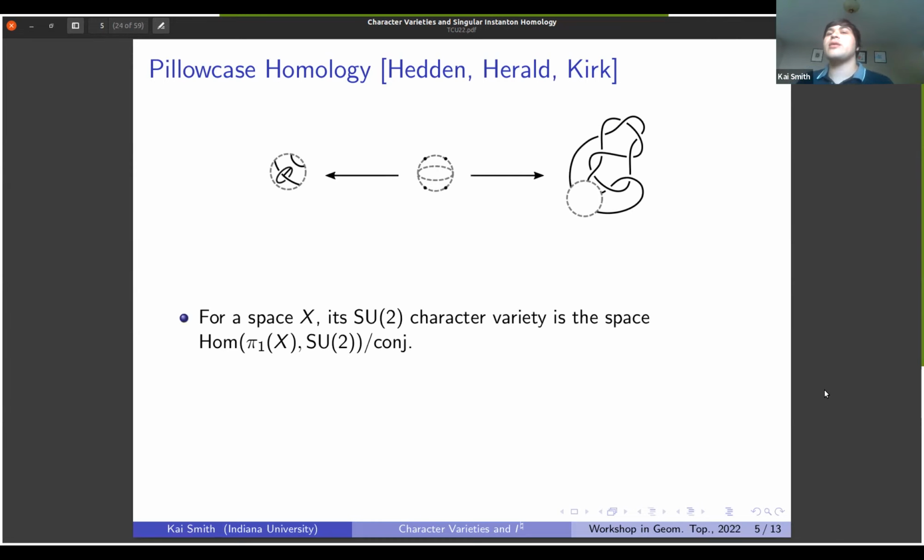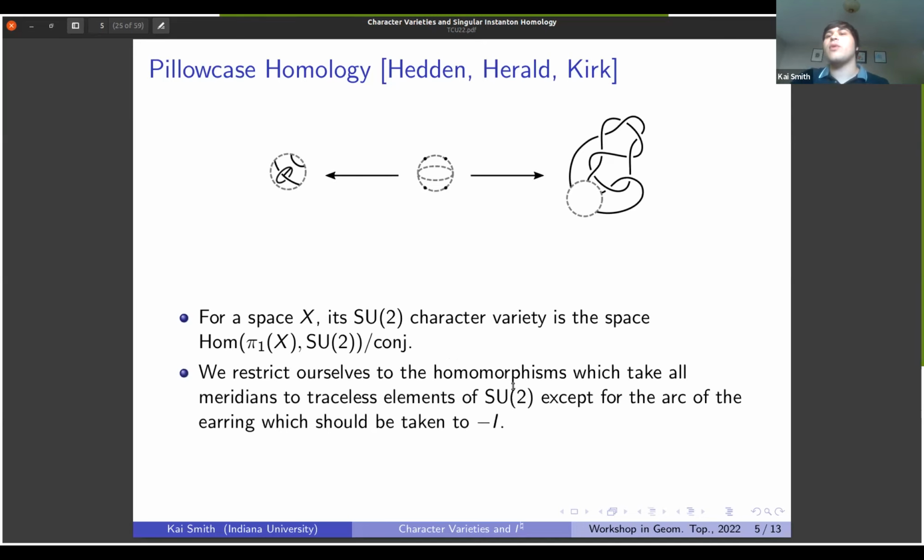Now, for each of these spaces, we can ask for its SU2 character variety. And that's just the space of homomorphisms from pi1 of X to SU2. And we want to mod out by the conjugation of elements in SU2. But that's not quite the space we're interested in. We want to impose some restrictions as well. So we want to restrict ourselves to homomorphisms which take any meridian of a tangle or the punctures to traceless elements of SU2, except for a meridian of this arc, just like before, which should be sent to negative the identity.